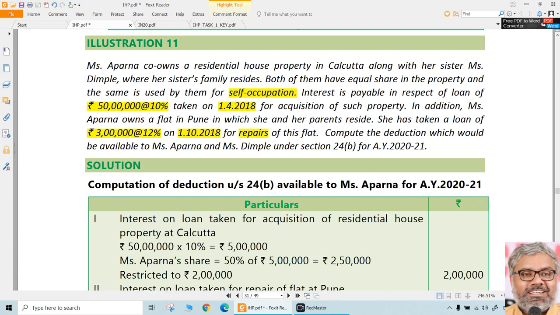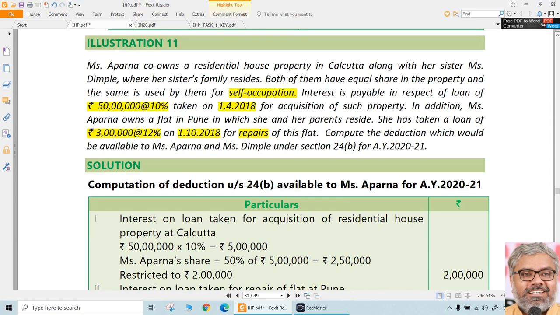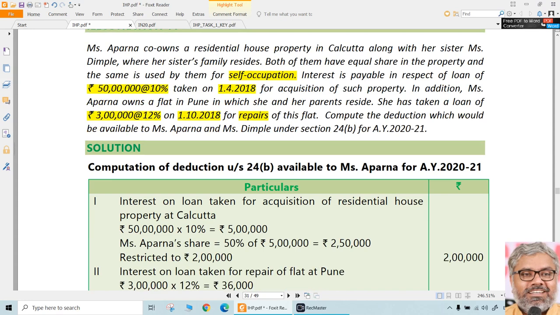So let us look at Dimple first because she has only one property. 50 lakhs rupees at 10% means 5 lakhs rupees is the interest, right? Pre-construction interest is not given particularly, because when the property got constructed is not given. Anyway, even if it is given, the year itself is 2018-19, that could be the 1 year interest only. Doesn't matter. Don't worry about pre-construction interest if it is not required. If it is given, then yes. Only post-construction interest is there. That is 5 lakhs rupees naturally.